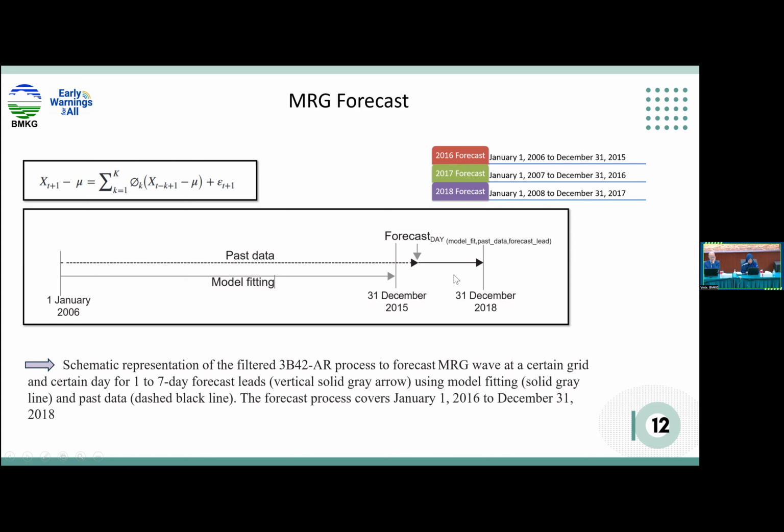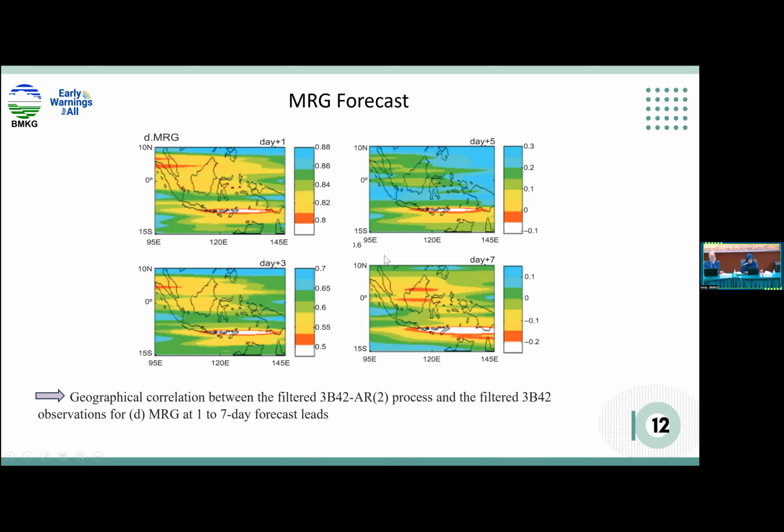So this is the method, and this is the verification result. We calculate the verification by the correlation coefficient here. This is the geographical correlation between the filter trim from the autoregressive process to produce the forecast against the filter trim observation for mixed Rossby-Gravity wave from day 1 until day 7. So this is the verification result.